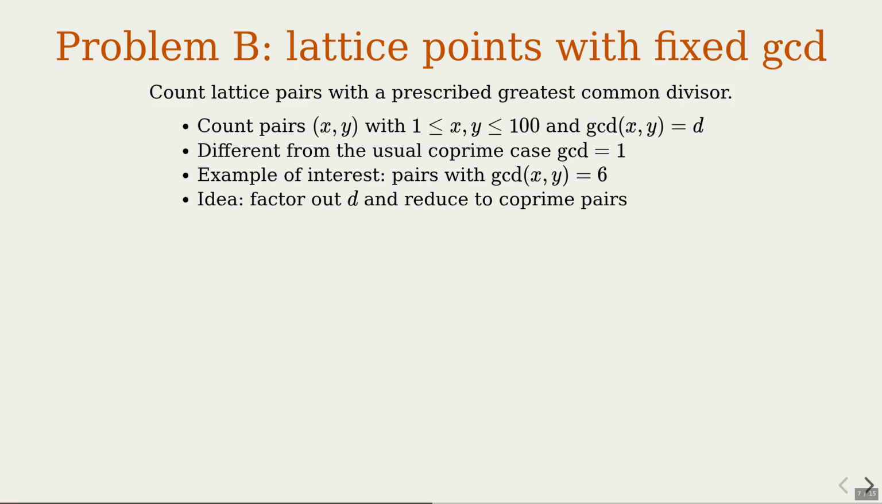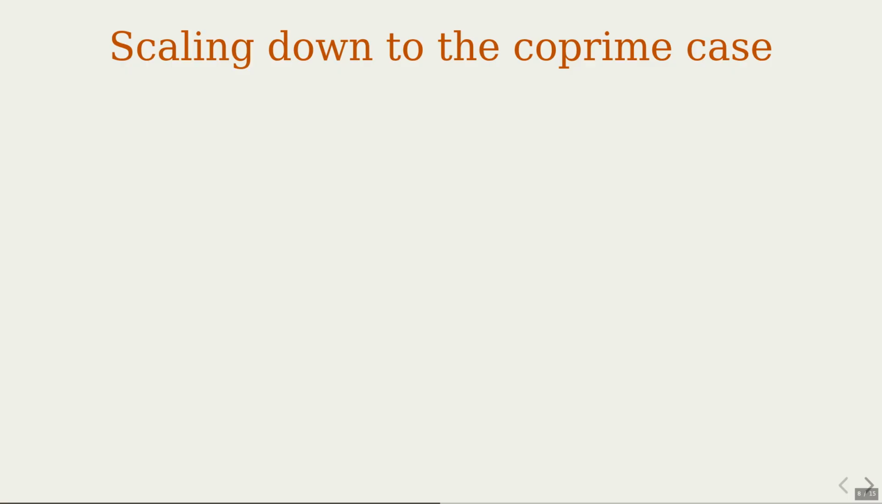The natural idea is to pull out the common factor d from x and y, and then count coprime pairs in the smaller grid. So if I can translate fixed greatest common divisor into a coprime condition on scaled variables, I can reuse the Möbius detector. Let us formalize the idea of factoring out the common divisor d from both coordinates. This is that standard trick. Write x and y as d times something and encode the greatest common divisor inside that something. Having greatest common divisor equal d is equivalent to x and y both being multiples of d, with the remaining factors a and b coprime.